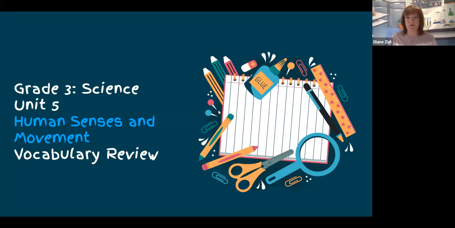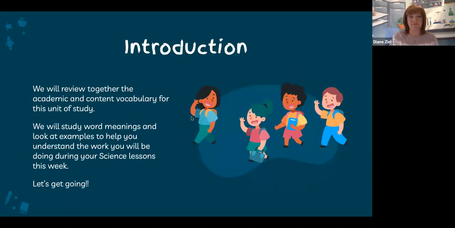Today we will review the vocabulary words that you will encounter in your lessons for this week on the human senses and movement. So let's get going. We will review together the academic and content vocabulary for this unit of study. We will study the word meanings and look at examples to help you understand the work you will be doing during your science lessons this week. Let's go.